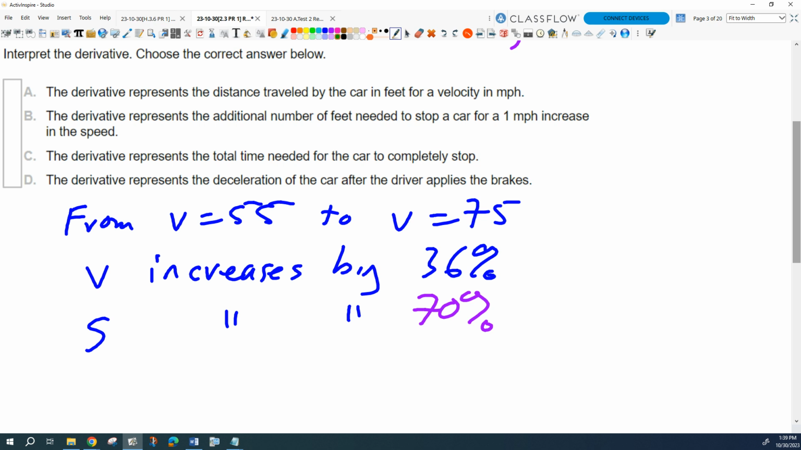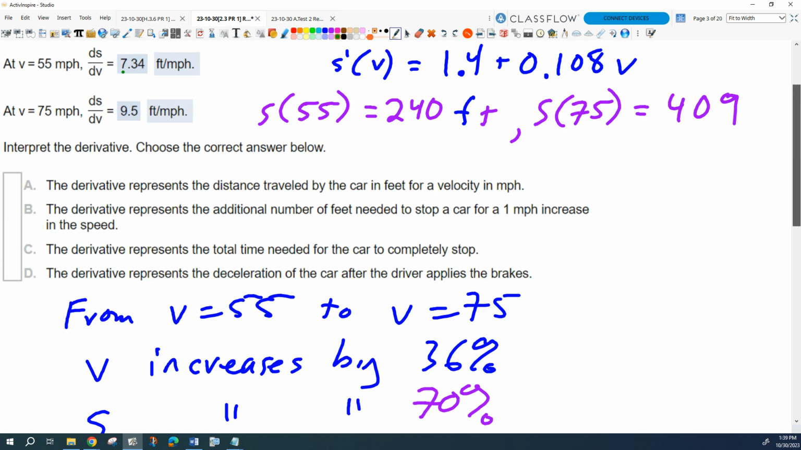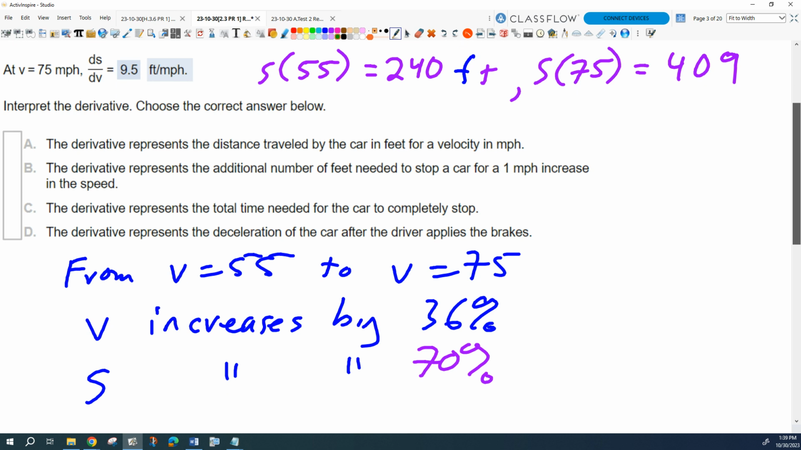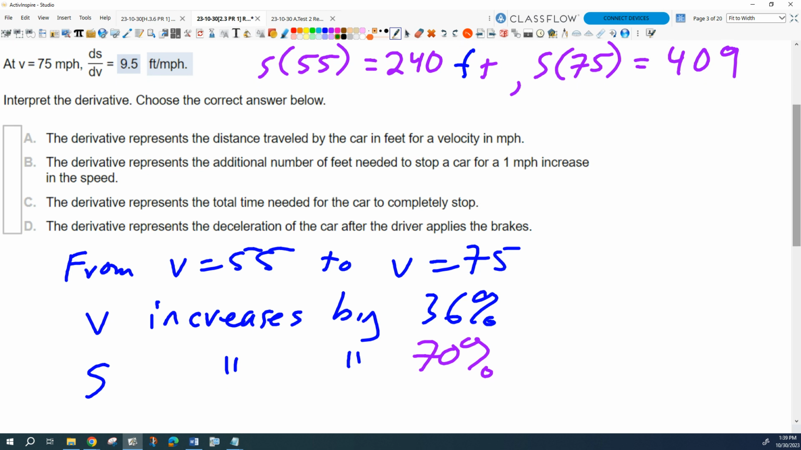You guys choose which one of these is the correct interpretation of the derivative, keeping in mind that the units of the derivative are feet per miles per hour. A, B, C, or D. Vote with your fingers. 1 for A, 2 for B. What do you think? Yeah. Okay, good. I'm seeing lots of 2s. That's good. It's 2. That is the answer that they provide.